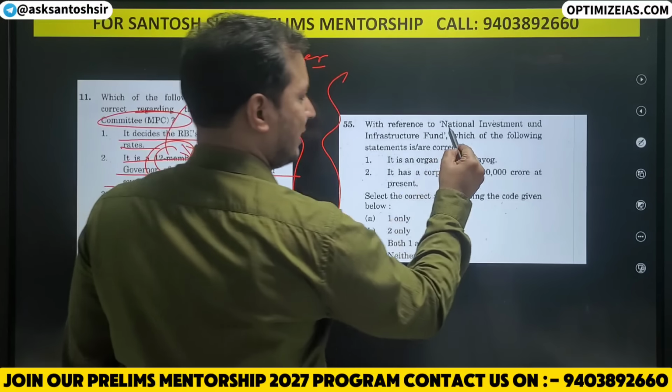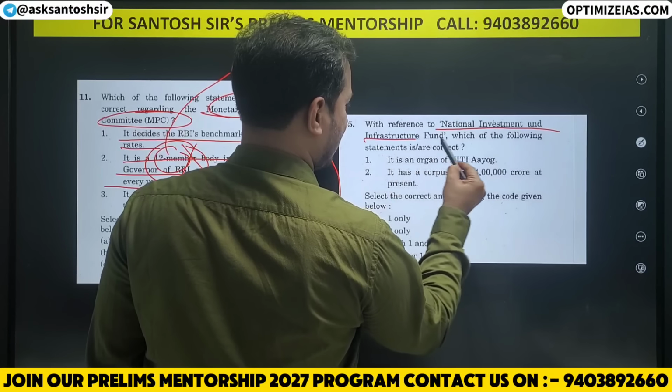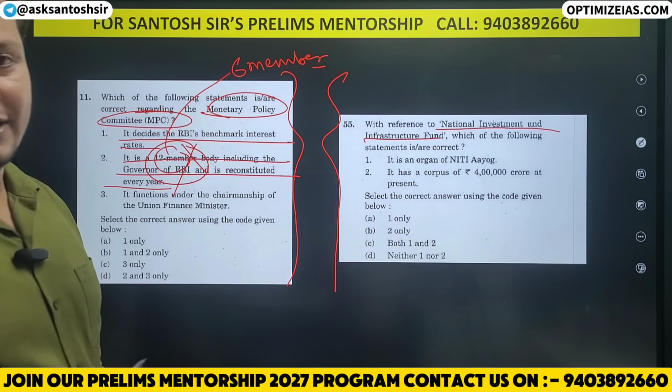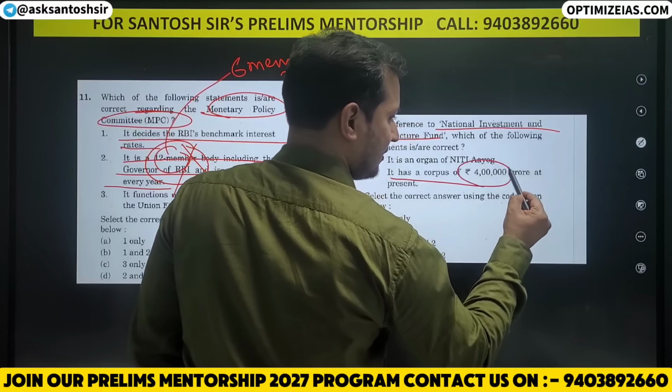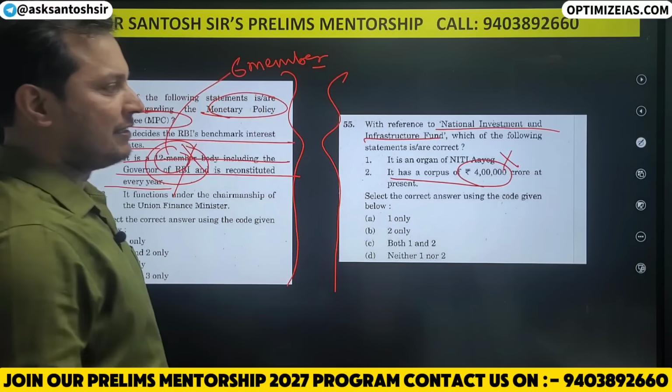Here, guys, you can see National Investment and Infrastructure Fund. It has a corpus of this much. Again, this is incorrect. They have increased it. Facts are incorrect. In 99% of cases, I'm telling you, facts are incorrect. Okay. So this you can apply everywhere. It is very, very important.